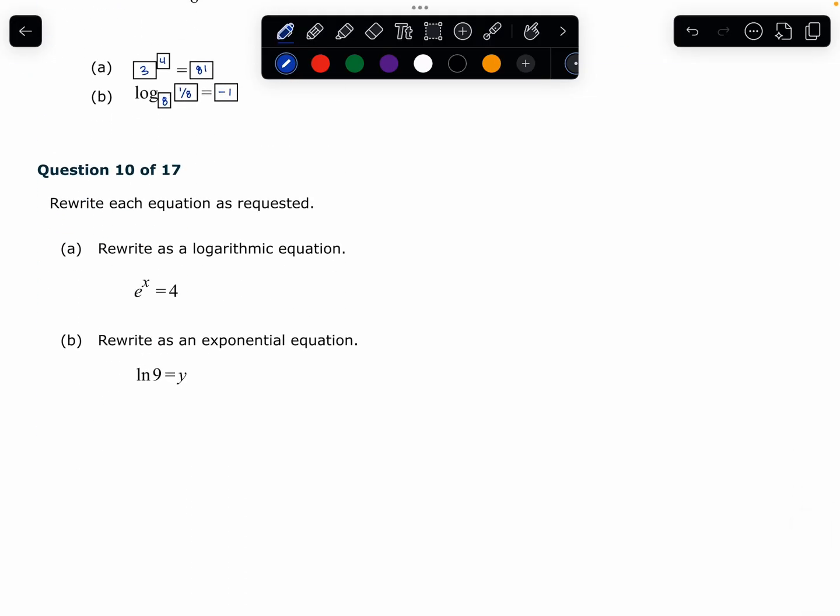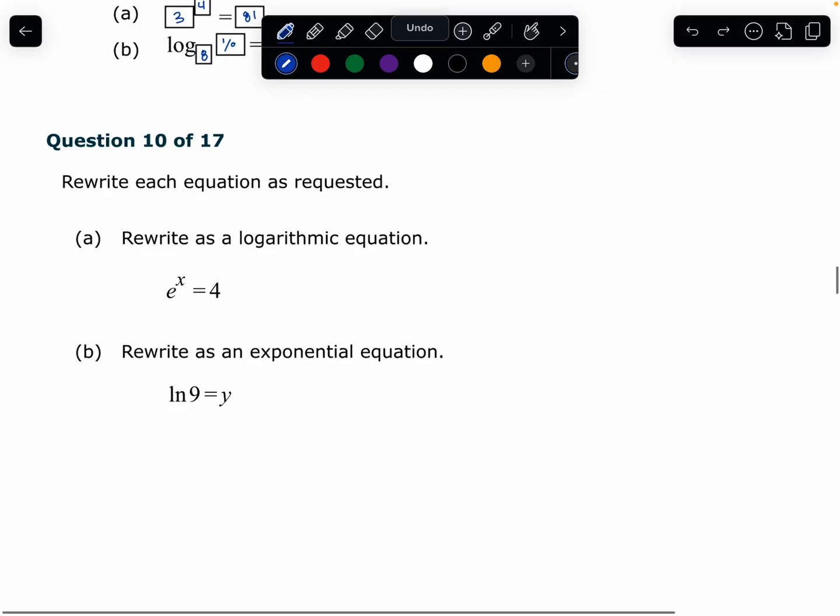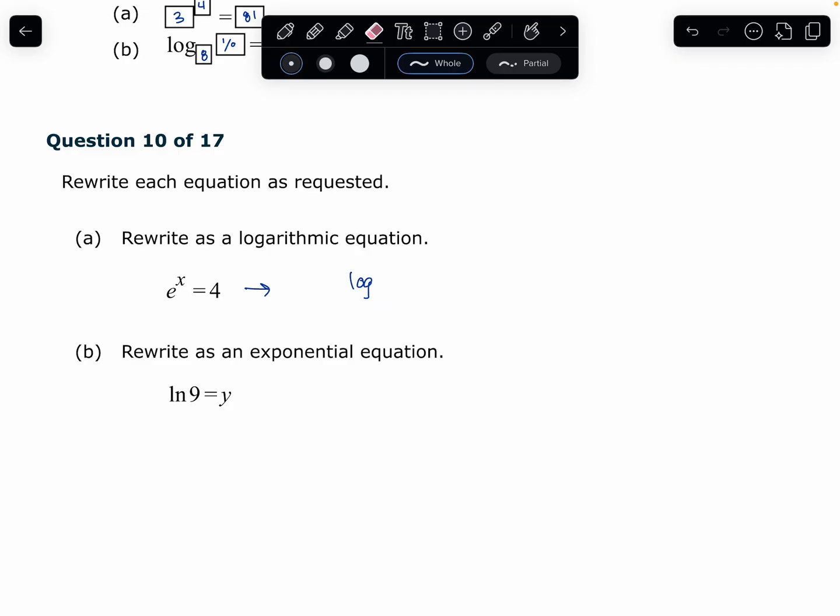Probably doing something very similar here. So for these questions right here, rewrite each equation as requested. So rewrite as a logarithmic equation. So yeah, it is the same. So here we have e to the x equal to 4. So what will this look like as a logarithm? So for a logarithm, you have a log. You're going to have some sort of base number. You're going to have some sort of argument, and that's going to be equal to some sort of number, right? So keep that in mind. That's what your answer should look like. That's how we should type an answer.